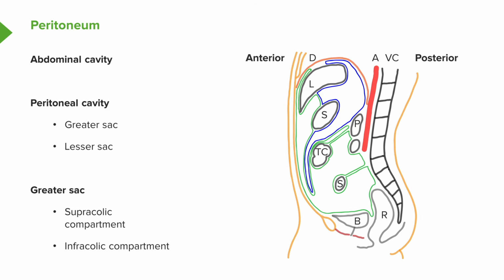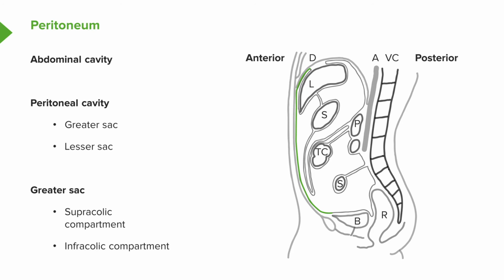And this is going to be the anterior abdominal wall. Now, the peritoneum lines the anterior abdominal wall. So here we can see we've got parietal peritoneum, just in green here. Now, if we were to follow it all the way up, we'd see it run over the underside of the diaphragm.